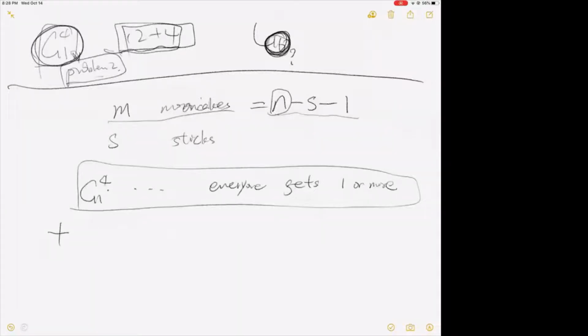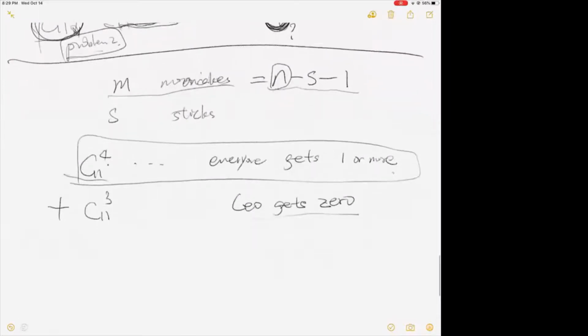Okay, so let's say Leo gets zero. In the first case, 11 choose 4, everyone gets one or more. And then you need to add 11 choose 3. If Leo gets zero, there'll be 11 choose 3. And then you need to multiply by 5. Why do you multiply by 5? Because there are a total of 5 people. Leo may get 0, Dr. Hall may get 0, Dr. Wang may get 0, and Angela may get 0, and Yira may get 0. So we need to do 11 choose 3 times 5.